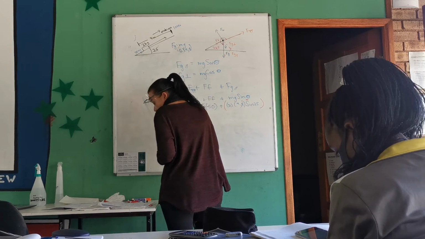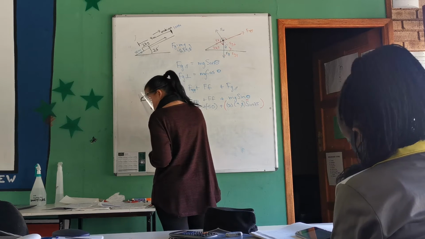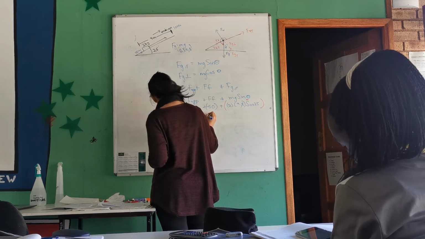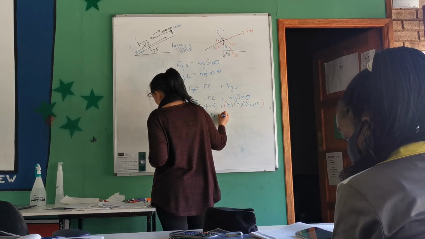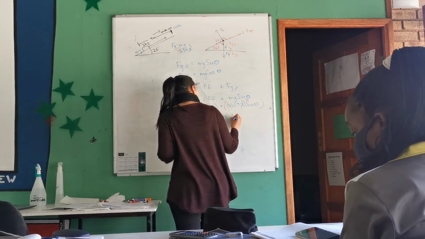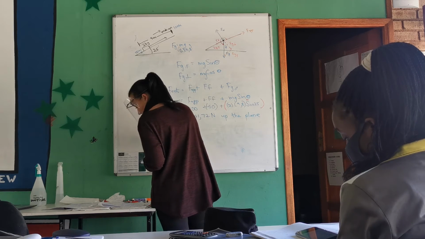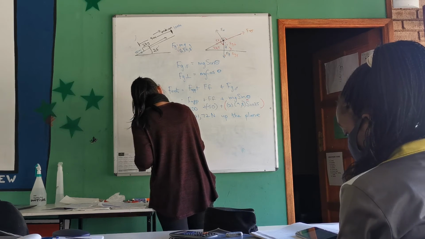And then once we have that, we can calculate the value for everything, which gives me 41.72 newtons. And this is up the plane, because direction is important when we deal with forces. And my last step here is to calculate the net work.